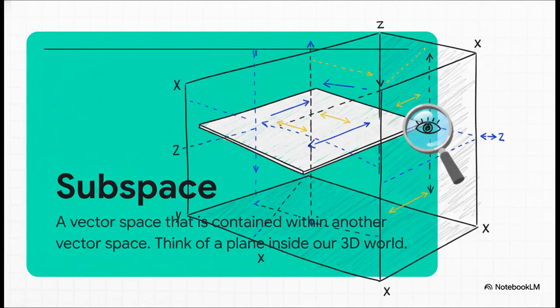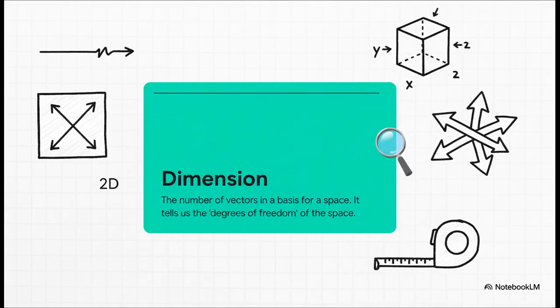Well, just imagine a perfectly flat sheet of paper. That sheet is a 2D world, right? But it can exist inside our regular 3D world. That's a subspace. It's just a vector space that's living inside a bigger one. Next up, dimension. We all know about 1D, 2D, and 3D. In linear algebra, it's basically the same idea. It tells you how many different directions you can move in, or your degrees of freedom. It's the most fundamental way we have of measuring the size of one of these vector spaces.